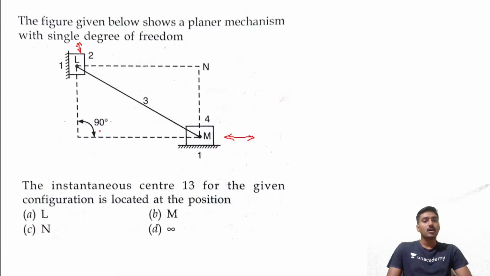So now, the instantaneous center is always perpendicular to the motion of the link. We need to draw the perpendicular line, and here also we need to draw the perpendicular line. The intersection of these 2 lines is called the instantaneous center. Is it okay now? It is called the instantaneous center.